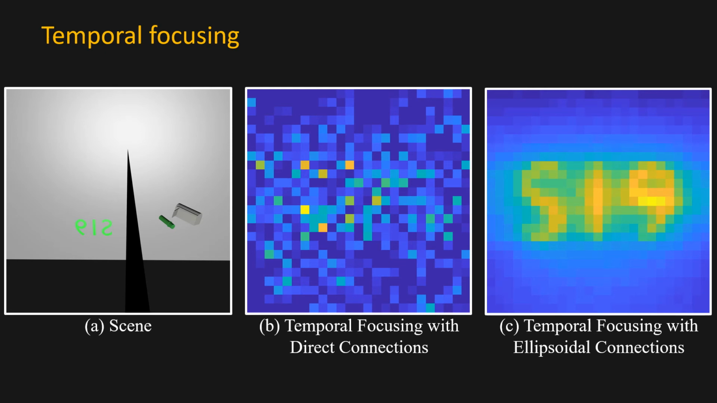We simulate the imaging system proposed by Anonymous et al. The full scene is shown on the left, with time-gated cameras on one side of the barrier and three objects on the other side. The temporal focusing camera scans one hidden voxel at a time. We render these per-voxel measurements using direct connections and ellipsoidal connections for a time gate of 2 picoseconds. Ellipsoidal connections far outweigh direct connections in rendering the temporal focusing camera.